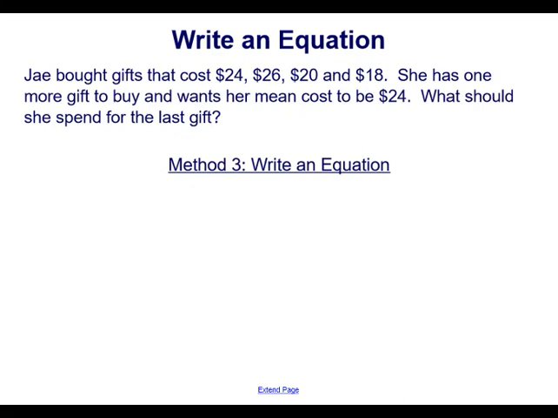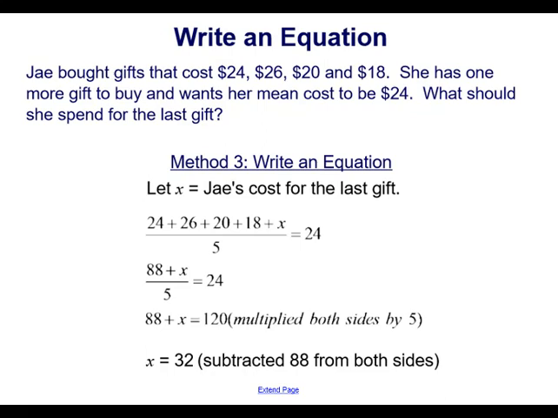Now the third method is to set up an equation. We can say that x is defined as Jay's cost for the last gift. That's our unknown. And we can set up using the definition of mean that we should have the first 4 values sum plus x, that unknown value, divided by those 5 values is equal to 24. And then you can solve that by first simplifying the sum to 88 in the numerator. You then have 88 plus x divided by 5 equals 24.